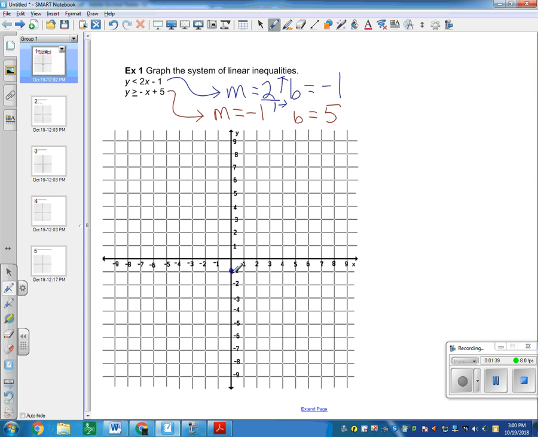So I start at -1. I go up 1, 2. I go right 1, drop a dot. Go up 2, right 1, drop a dot. I can also start at my y-intercept and reverse both of those directions, right? I can go down 2. I can go left 1. I can go down 2, left 1. Really, you only need 2 points, but there's nothing wrong with getting more.